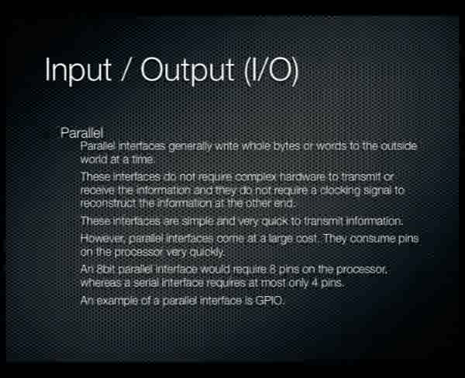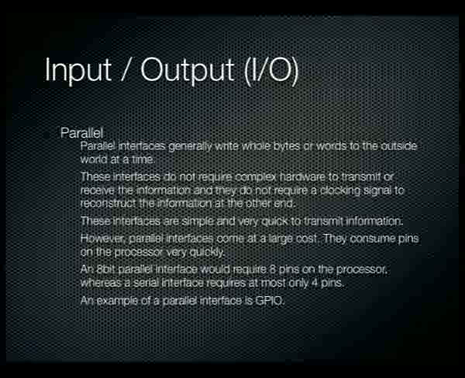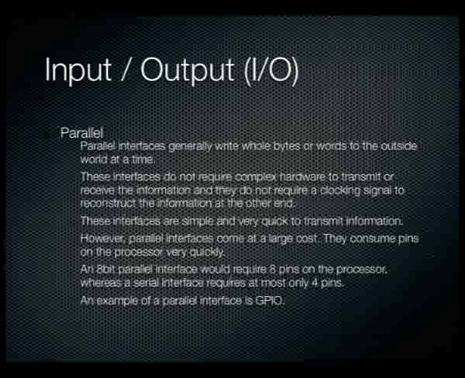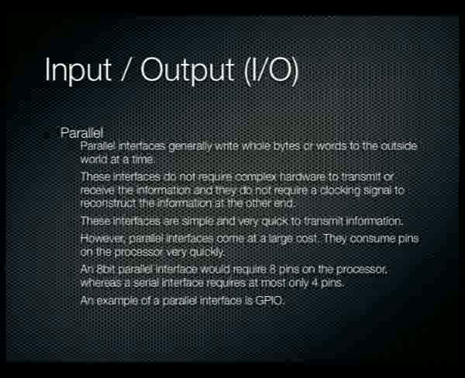However, these parallel interfaces come at a large cost. They consume pins on the processor very quickly. So if you've got, say, 10 8-bit GPIO subsystems and you want to use them all, then effectively you've chewed up 80 pins. You've used your pins up very quickly, whereas a serial subsystem only has 3 or 4 pins tops. So you can have double the amount. If you've got an SPI interface, you can effectively have 2 SPI interfaces shipping out information at 4 megabits per second instead of having one 8-bit GPIO line. So effectively, serial reduces the pin count, while parallel simply chews up our pin count very quickly.